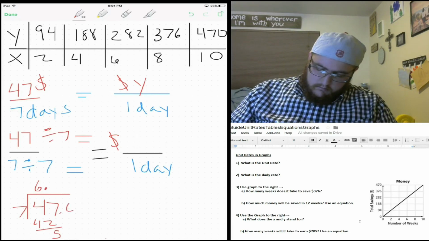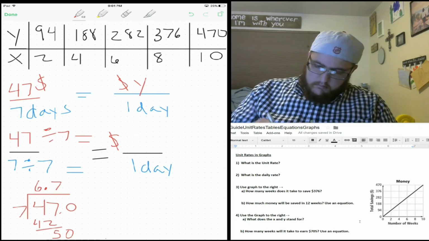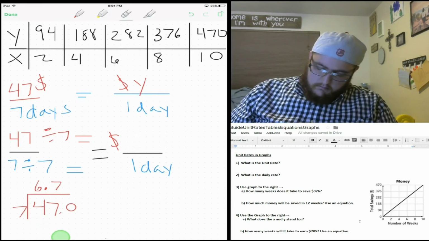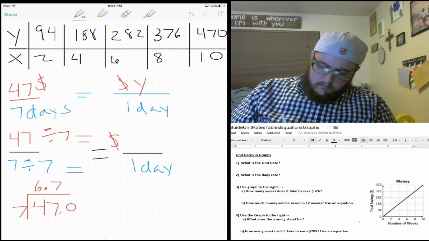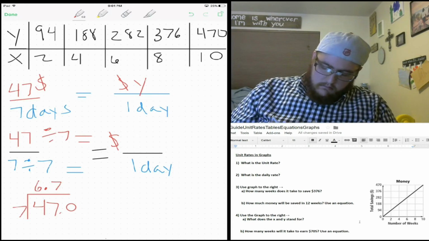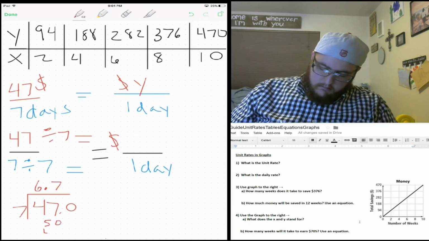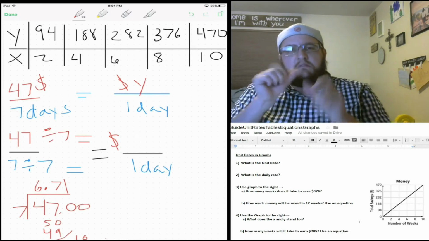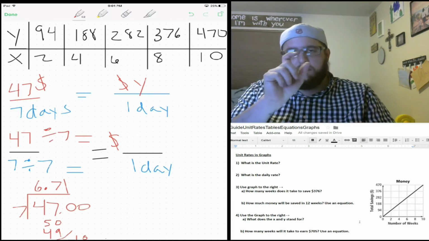And we're not out of room here. We'll add a decimal point and add a 0. 7 goes into 50 7 times, and that's 49. So we had 50 here, and 7 times 7 is 49. So we'll be left with 1. We'll drop down another 0. And we'll have a 10. 7 goes into 10 once. And this will continue for a little while.